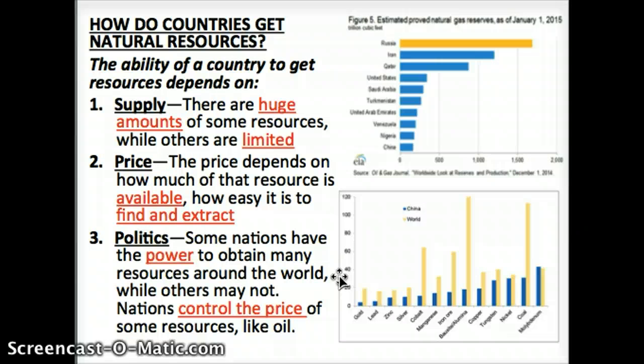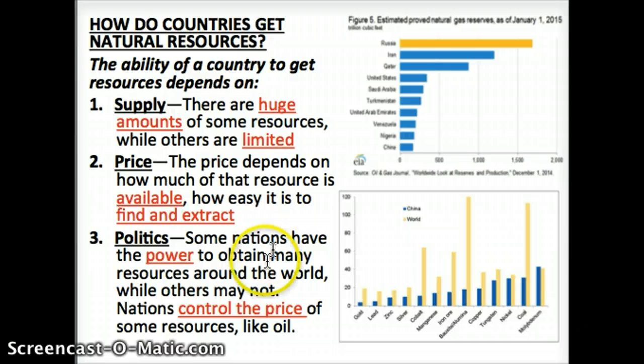Okay, so now let's get into the bigger picture of these natural resources. Countries are able to get natural resources for their own use, and different countries have different kinds of natural resources, and countries are constantly trading amongst each other to get different resources for their citizens. The ability of a country to get resources depends on three things. First, the supply, so how much of that natural resource is actually available. Then we have the price, and the price really depends on how much of that resource is available and how easy it is to find and extract.